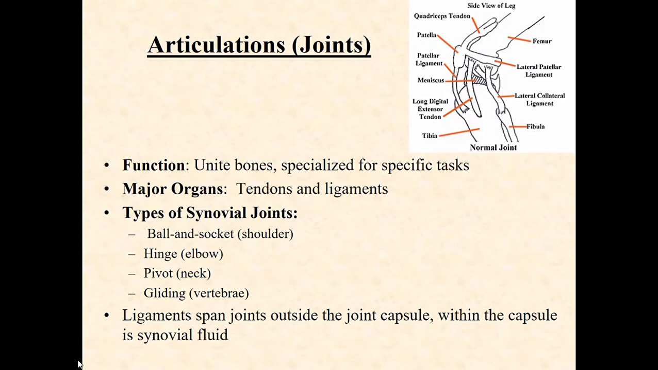So types of synovial joints: you have your ball and socket joint, which is in your shoulder, your hinge, which is in your elbow, pivot, which is in your neck, and gliding, which is the vertebrae. Ligaments span joints outside the joint's capsule, within the capsule is the synovial fluid. So it's very important to know the makeup of the joints and how the fluid is able to get that range of motion that it needs.